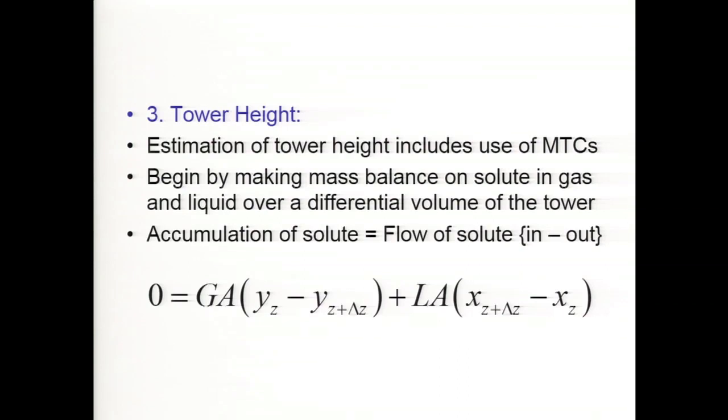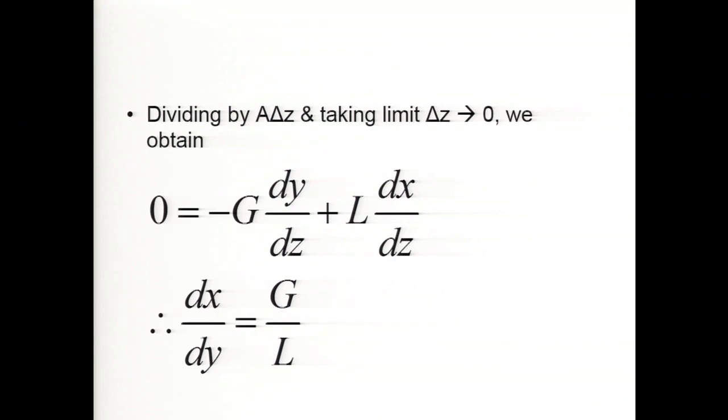Let us go one step further. Divide through by A delta z. Once you divide by A delta z, A is gone, and you have G times y at z minus y at z plus delta z, divided by delta z. By the definition of the differential, this is going to be minus dy by dz, and this will be dx by dz. Under the assumption of constancy of G and L, we can therefore write 0 is equal to minus G dy by dz plus L dx by dz.